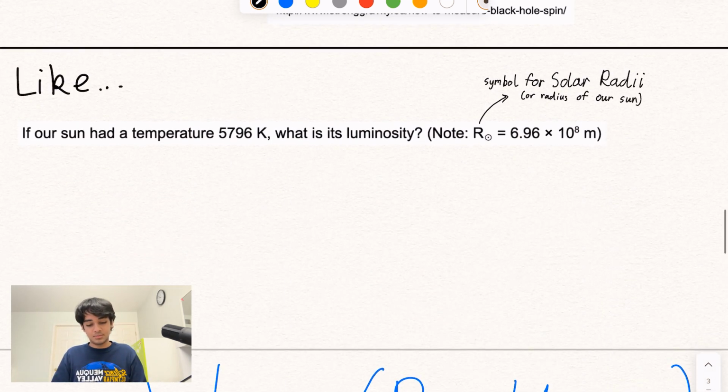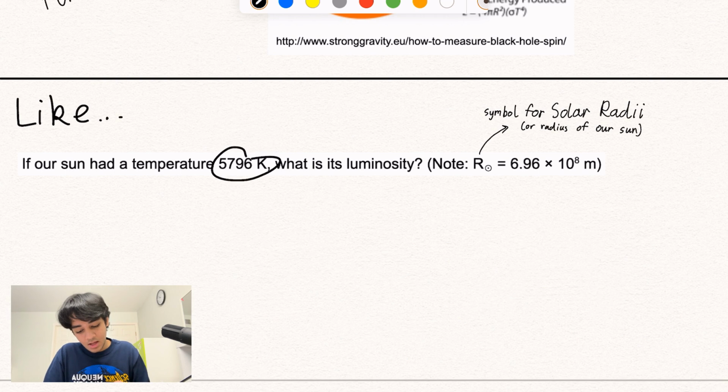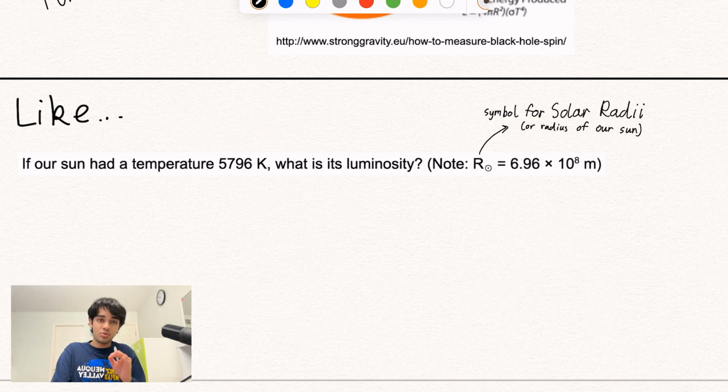Let's try an example problem to practice this formula. So if our sun had a temperature of this much, we got this from our last problem, what is the luminosity? And it says the radius of the sun is 6.96 times 10 to the power 8 meters. This is the general symbol for solar radii. So if you see that symbol anywhere, like for example, if you get a problem with 2r with that circle, know that they're trying to describe a star that has twice the radius of our own star.